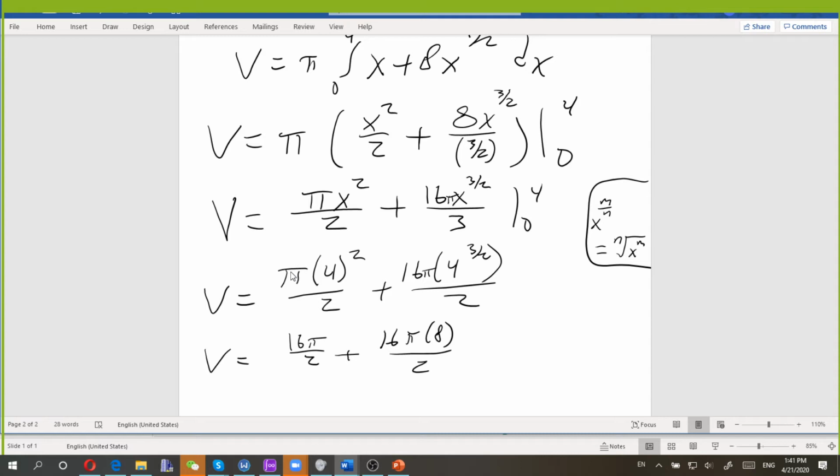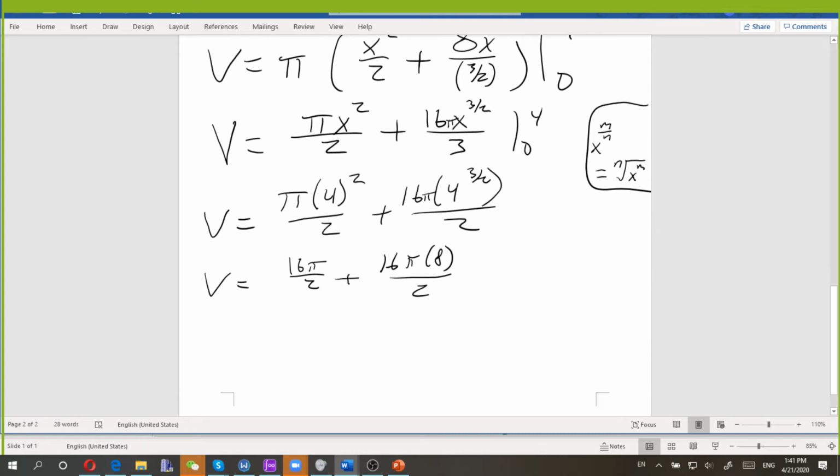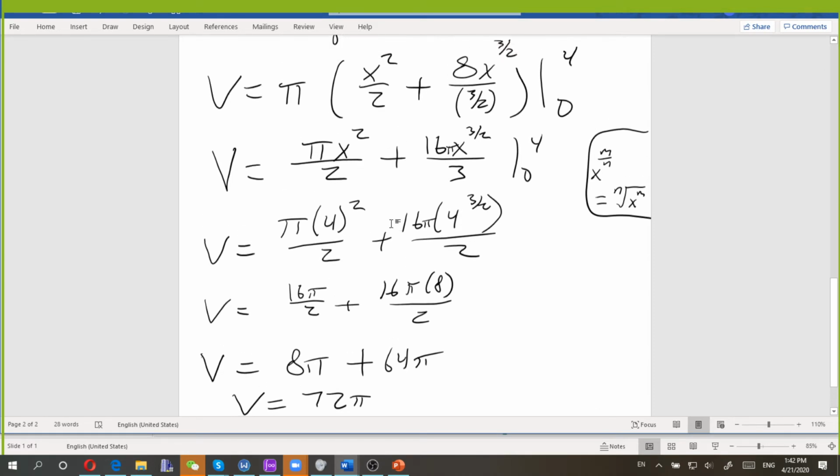Everything's over 2, so since we already have a common denominator, I can combine these. Or I could just divide by 2. I'm just going to divide by 2. So this is 8 pi plus 16 divided by 2 is 8, times 8 is 64 pi. That gives me 72 pi. Any questions on our volume?